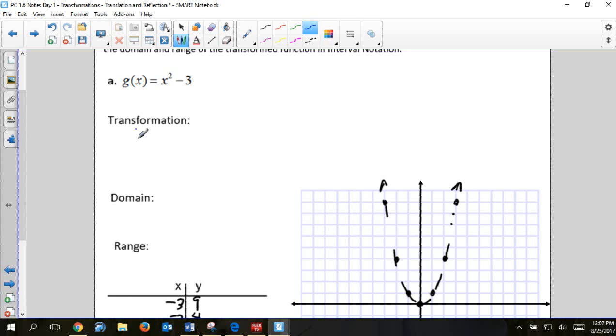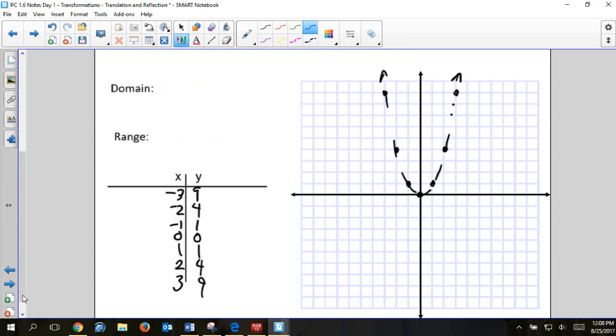So we're going to translate 3 units down. Hopefully you don't need the table for this, but I'm going to show you the table. If you just go to our parent function, just take each point and move it 3 units down. So hopefully we can just do that without the table. And in your homework, you don't have to use the tables, but eventually you might want to know how. So I'm going to show you how to do it. It's an easy one.